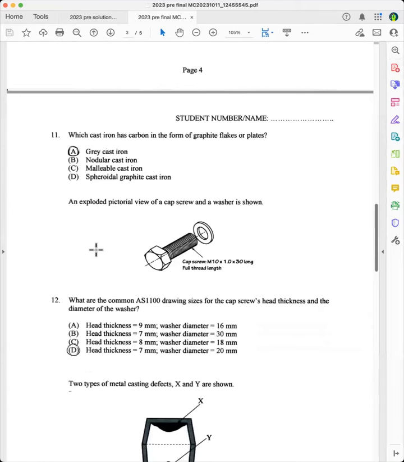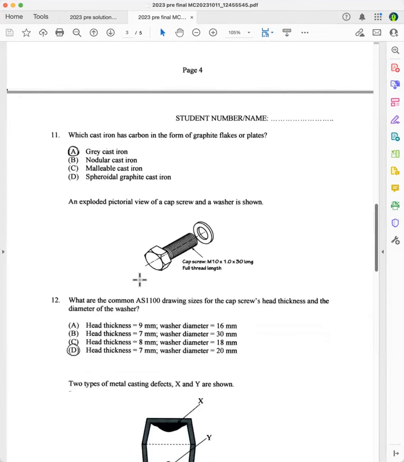An exploded pictorial view of a cap screw and the washer is shown. And so you've got the cap screw here, it's got a metric thread, it's 10 millimeters diameter, the pitch is 1, and it's 30 long. The full thread length is shown here, that the cap screw has the thread going along the entire length of the shank.